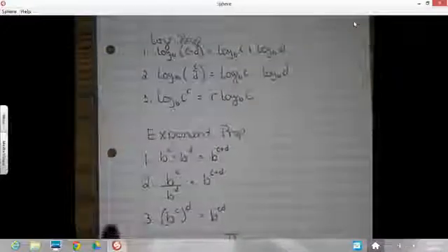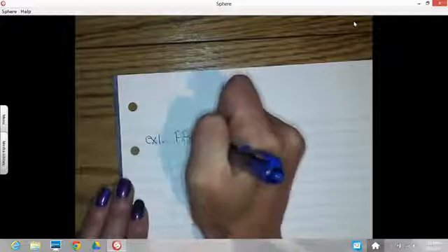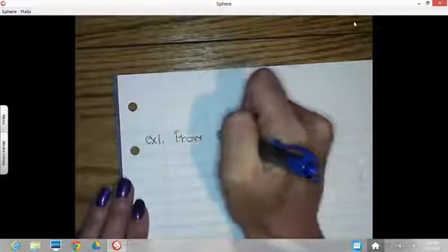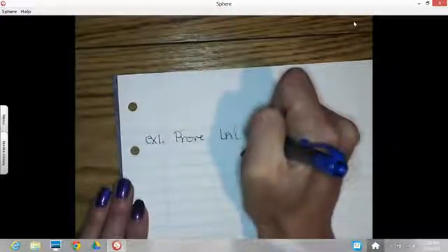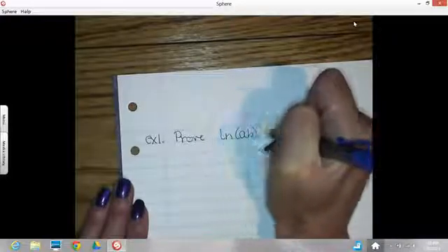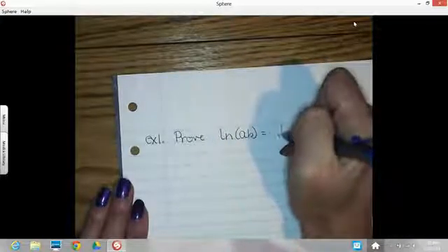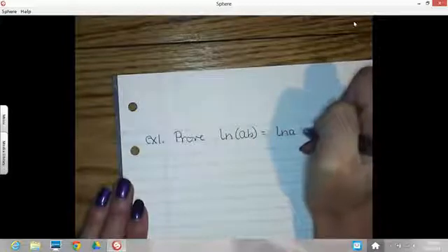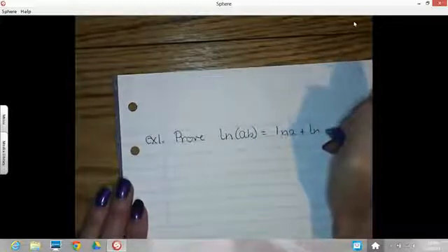Alright. So, our first proof. We are going to prove that the natural log of a times b equals the natural log of a plus the natural log of b.